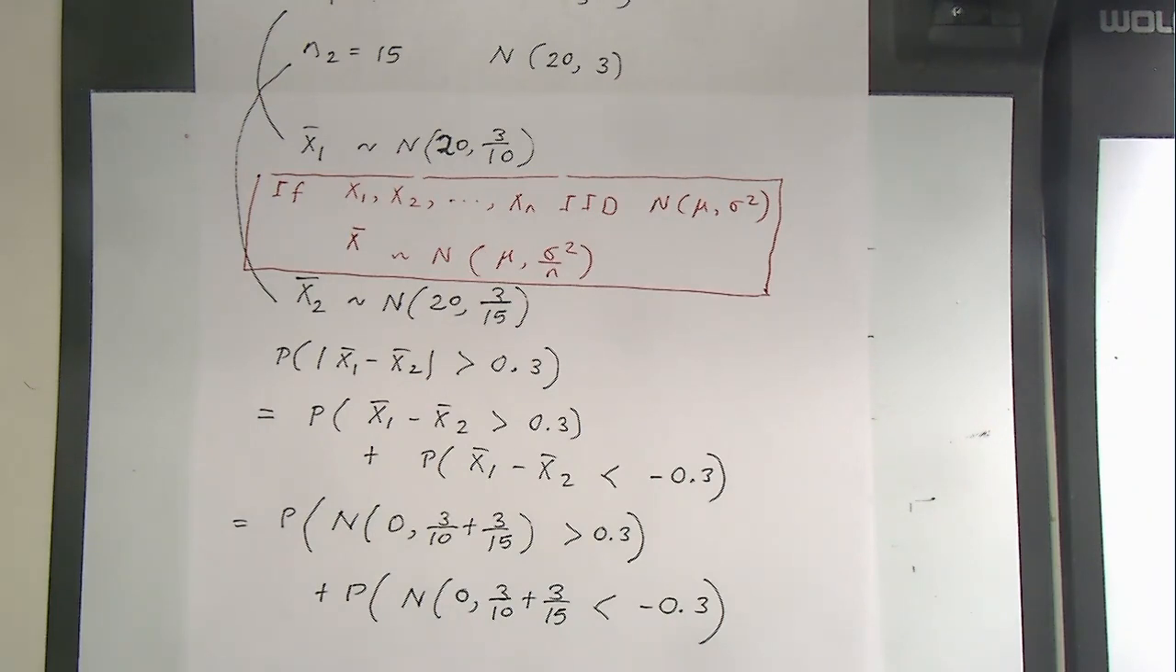Why is the mean 20? Does it not say that? Yeah, it says 20 here. They're both 20 from the same distribution. Just the sample sizes are different.